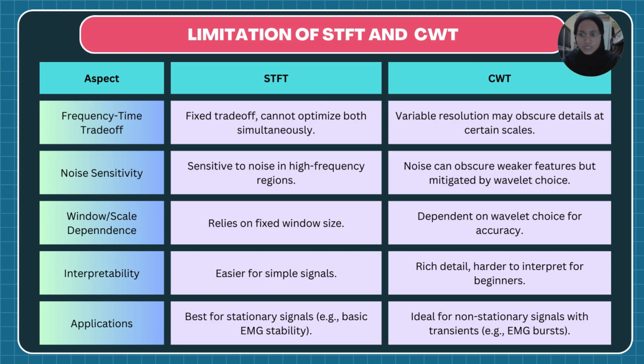In terms of application, the short time Fourier transform is most effective for stationary signals, such as basic EMG frequency stability. Meanwhile, the continuous wavelet transform is ideal for non-stationary signals that contain transients or varying patterns, such as EMG bursts. So STFT provides consistent time and frequency resolution, making it best for stable signals, while the continuous wavelet transform, with its adaptive resolution and ability to detect transients, makes it the go-to method for complex and non-stationary signals.